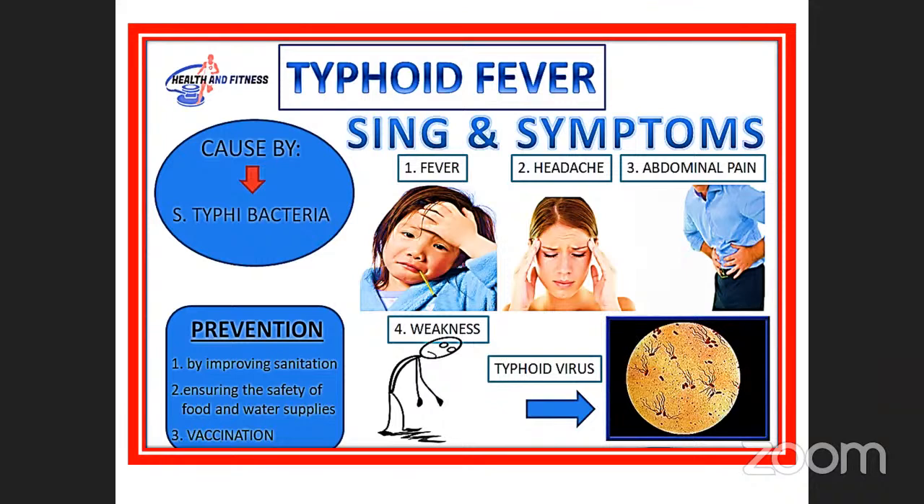By improving sanitation, ensure the safety of food and water supplies. You have to take water that is hot in nature. Proper vaccination is also very, very important, and also tablets. Then only it will be curable. Otherwise it will lead to difficulties.